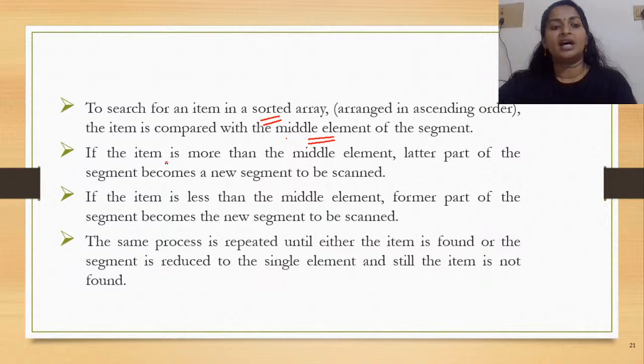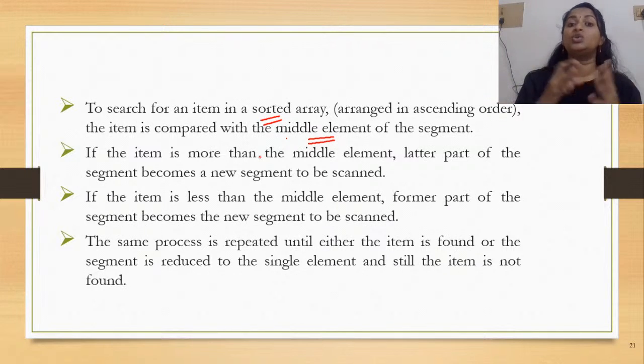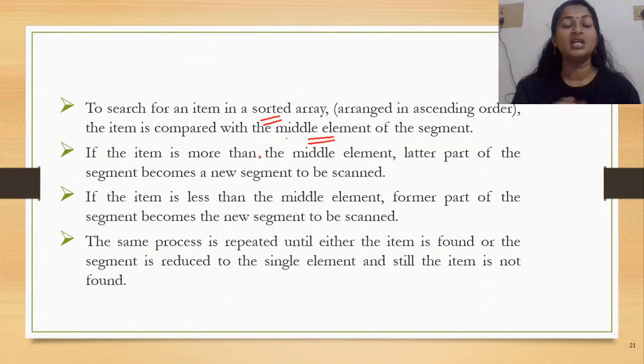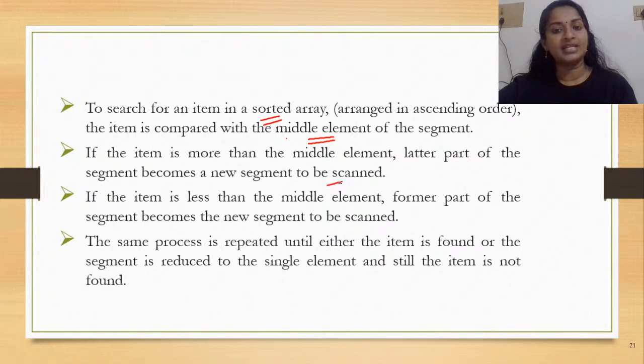Fine. Now, if you find that the element is not present in the middle position, then you need to refocus your search, right? So you're definitely going to divide your list. Either you will check on the right hand side, that means the latter part of your new segment, or you would be focusing your search on the left hand side, that is the former part of the segment. So this is how iteratively you would be performing the binary search.